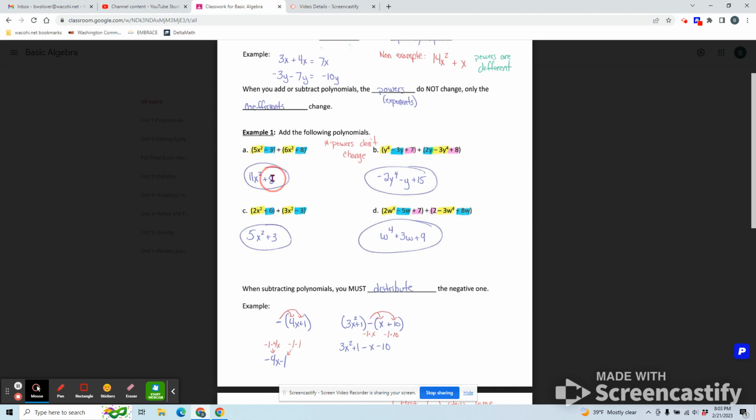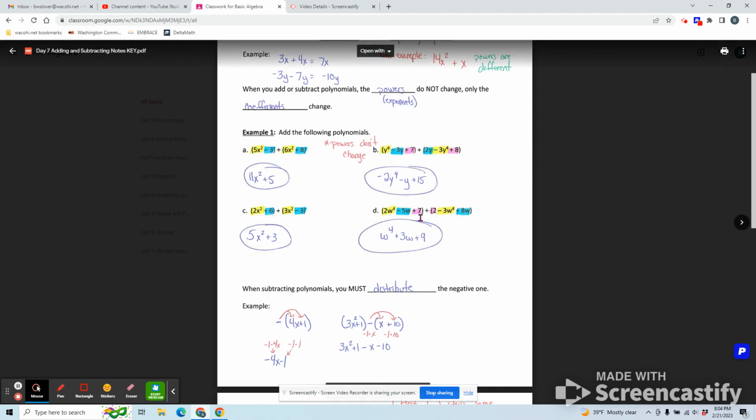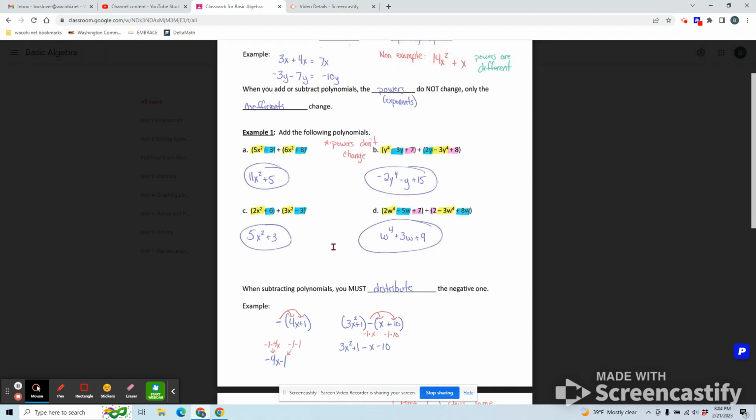Now, these are in standard form. Remember, standard form is your largest exponent, your largest degree first, and then the next one, and so on and so forth. So for this one, y to the fourth is larger than y to the first, right? This degree is higher, 4 versus 1. That's why it goes first. Over here, same thing. I highlighted my like terms. Okay, so addition is very straightforward.